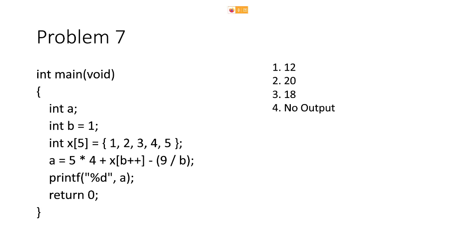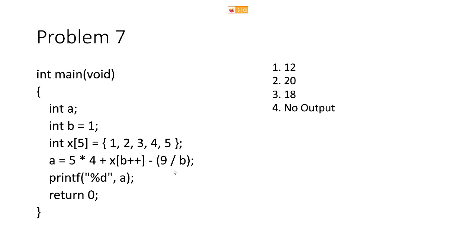So first, the unary operator will be executed. So b plus plus here will still be 1 because it's post increment. So x of 1 minus 9 divided by 2, because both are integers, 9 by 2 is equal to 4. So 20 plus x of 1, it's in an array, x of 1 is equal to 2. So 20 plus 2 minus 4 is equal to 18.